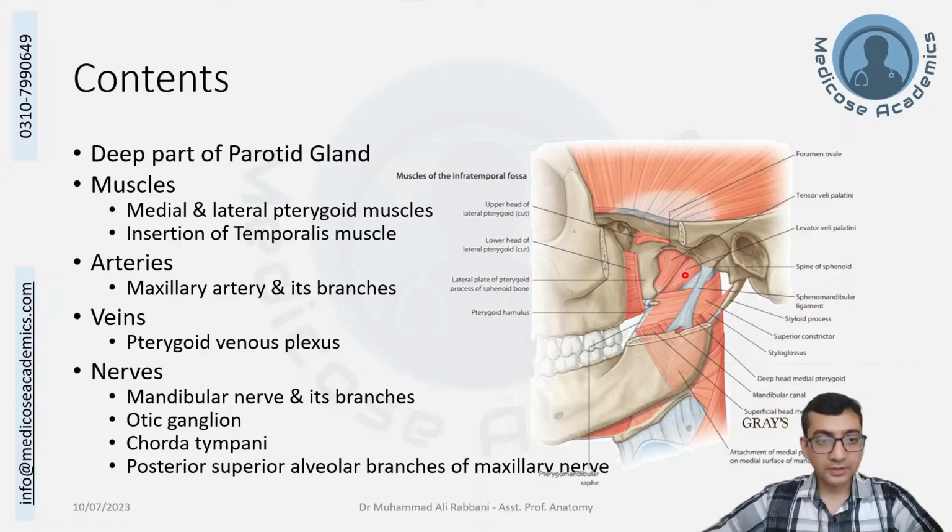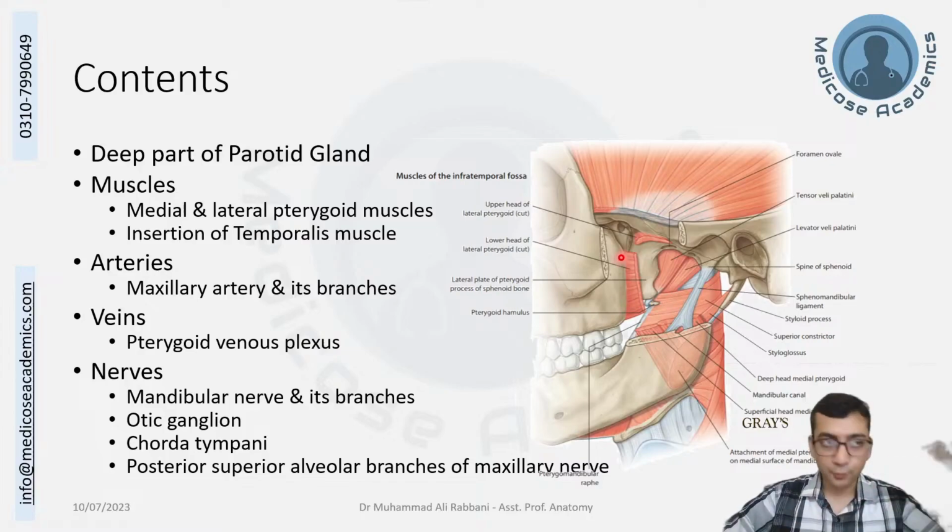It contains 3 out of the 4 muscles of mastication. The 2 muscles that were discussed here, the medial pterygoid with its 2 heads, the lateral pterygoid with its 2 heads, and the last inserting portion of the temporalis coming to the coronoid process. Of course, the masseter muscle is outside.